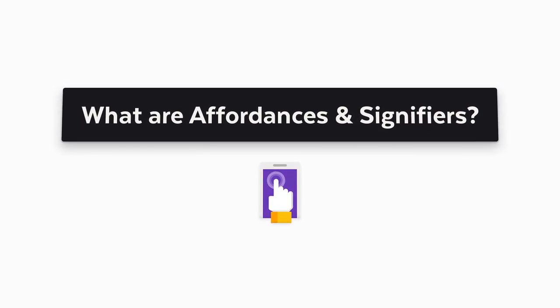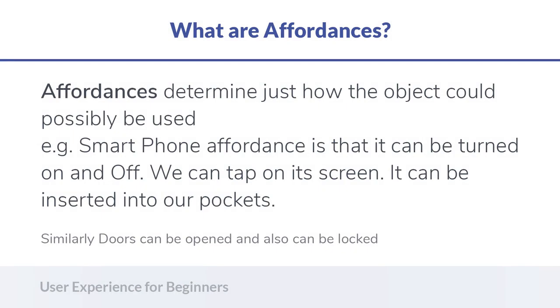Affordances and signifiers is one of the major concepts in user experience design, or one of the basic concepts of UX. Now, what affordances means is just how you can use any object or what can be done with it. For example, a smartphone's affordance is that it can be turned on, it can be turned off. We normally see a screen attached to it, so we can touch the screen, we can tap on the screen, and you can also insert it into your pockets because of its small size. These are a few of the affordances of smartphones.